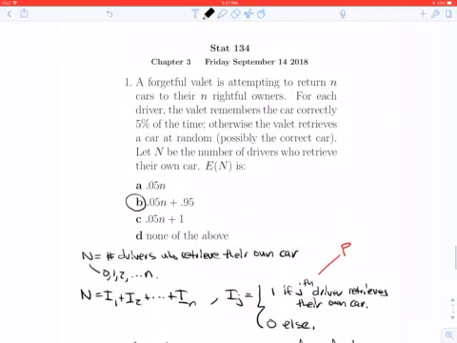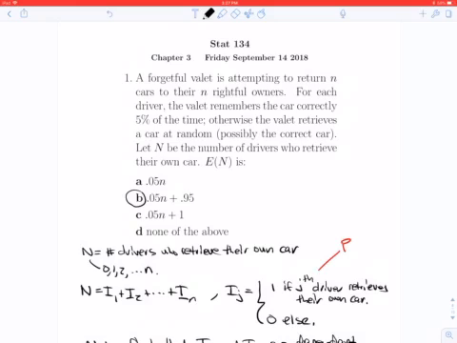So then I gave you this concept test. A forgetful valet is attempting to return n cars to their n rightful owners. For each driver, the valet remembers the car correctly 5% of the time. Otherwise, the valet retrieves a car at random, possibly the correct car. Let X be the number of drivers who retrieve their own car, and I asked you to find the expectation of X. So the correct answer is B.